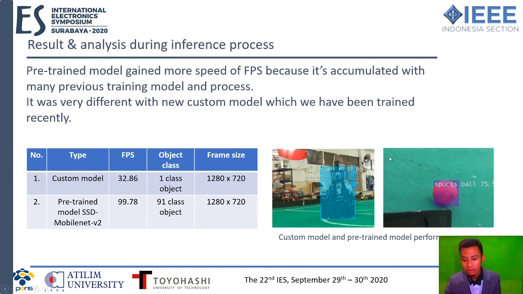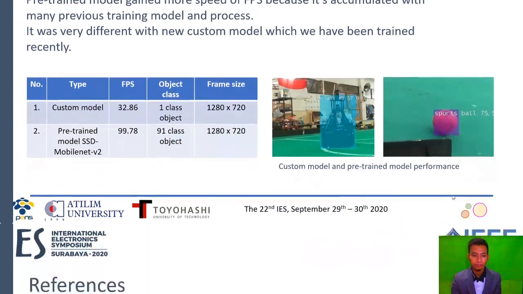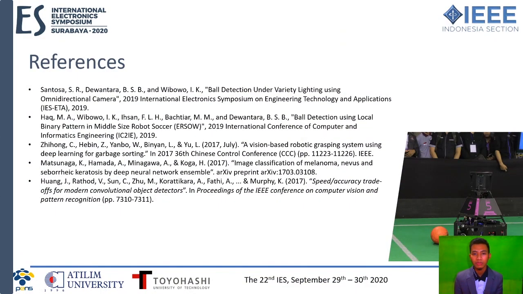You can see this is the result. We can detect the robot, and we can also detect the ball. We use some references from this paper or publication.